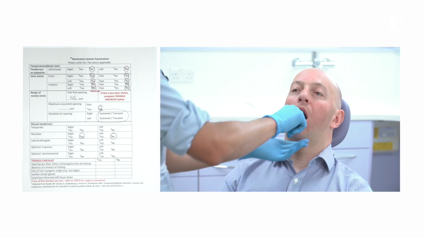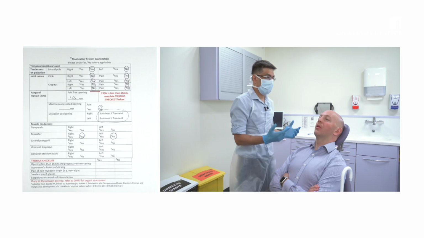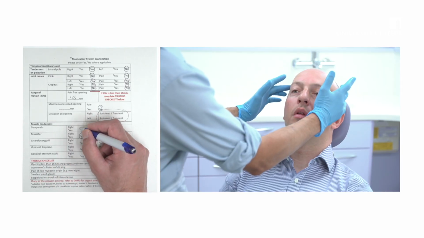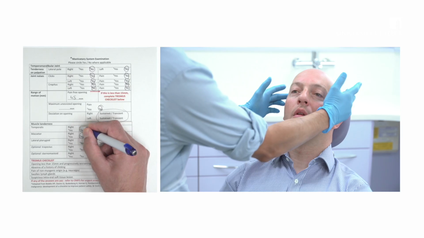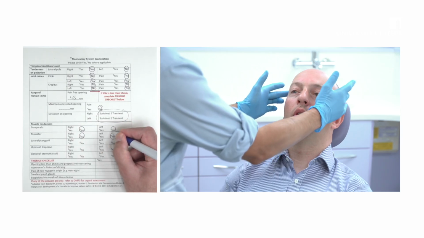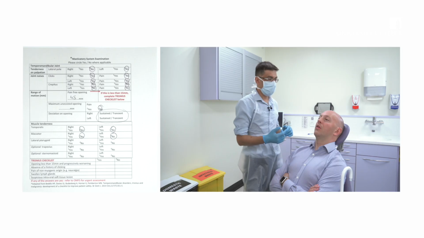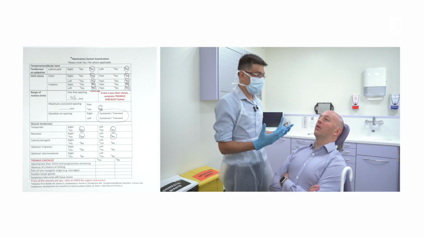We do the same for the masseter on the other side, just rolling the fingers over, origin and insertion. Next muscle we palpate is temporalis, which runs in a fan-like manner. So we palpate the anterior and the posterior borders of temporalis and check for tenderness. Finally, we examine the lateral pterygoid, and there are a number of ways to do this.